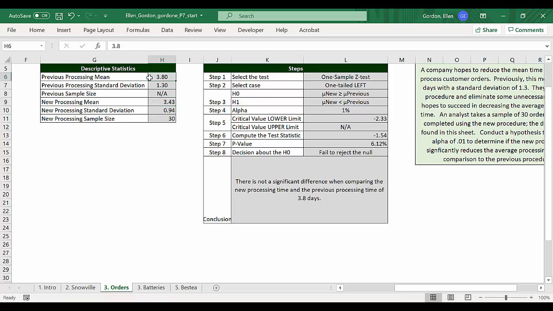Yes, this is less than 3.8, but what the test is telling us is that it's not a big enough difference to suggest that the population mean for the new processing time is different from 3.8. Again, we expect sample means to differ a little bit from the population mean. What the test is telling us is that this sample mean isn't that big of a difference from the population mean of 3.8, and it's not a big enough difference to conclude that the population mean is any different from 3.8.